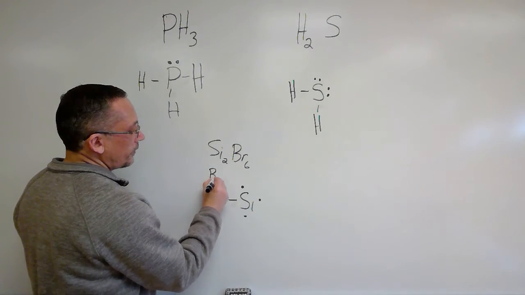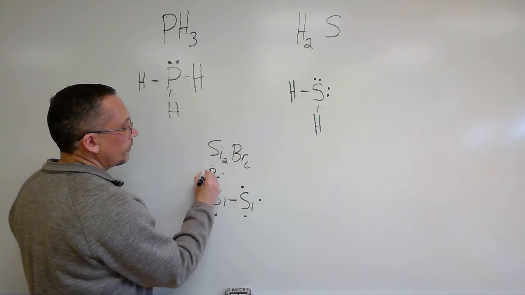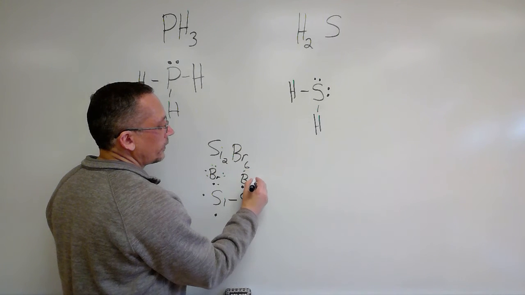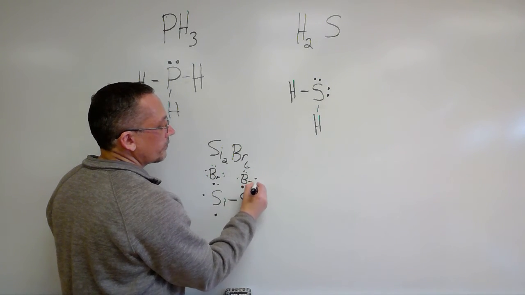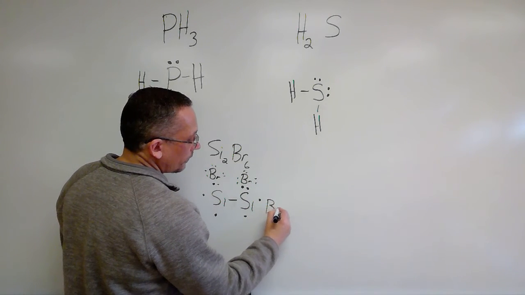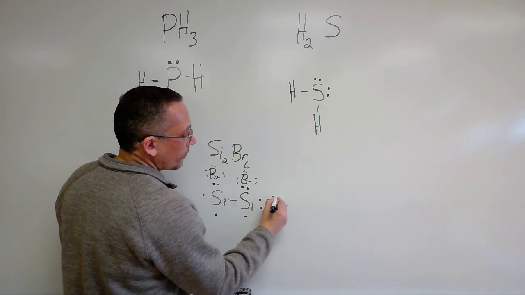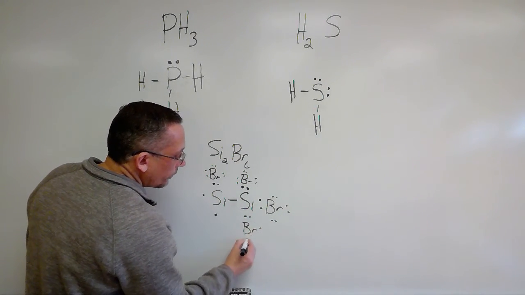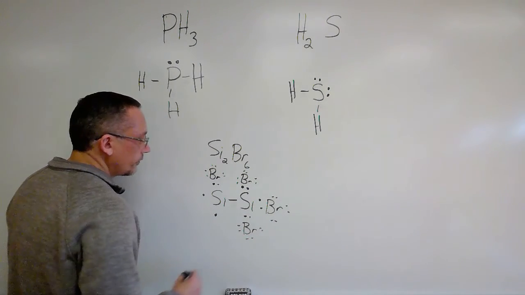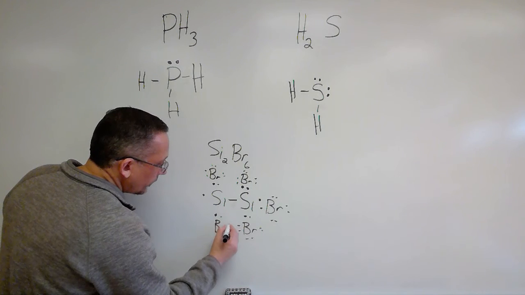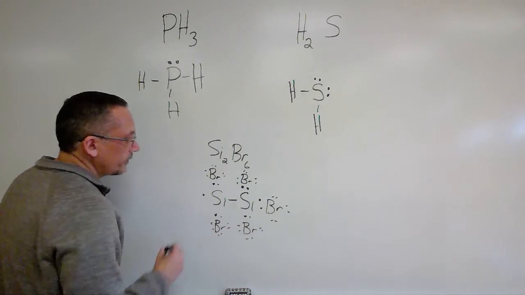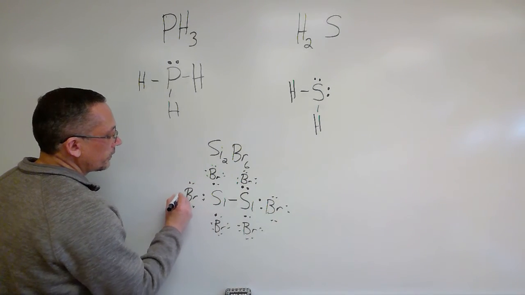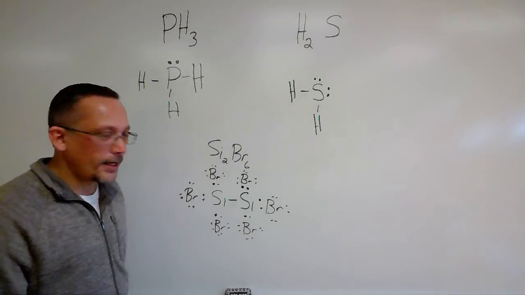So start up here. 1, 2, 3, 4, 5, 6, 7. I draw them kind of small. There's a lot of them, you know. All right, that's a lot of dots.